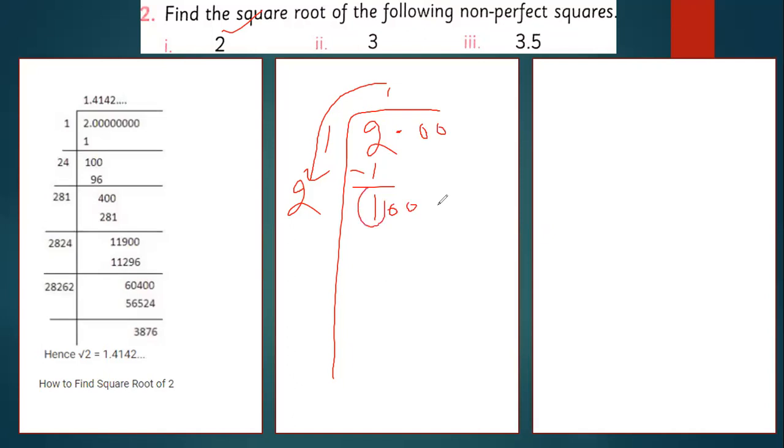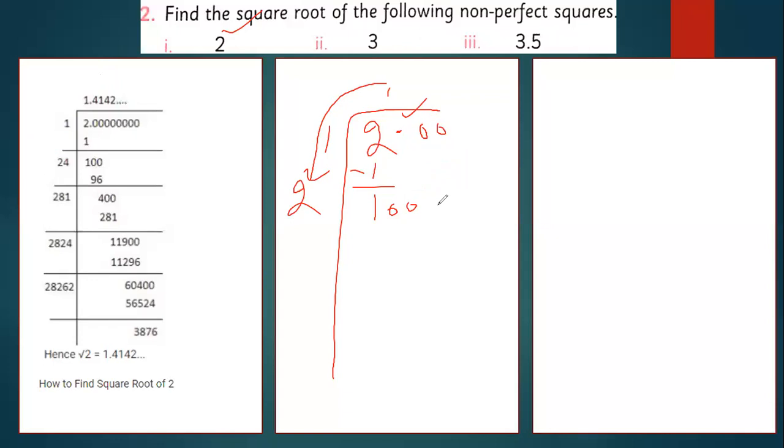Here we have the number 1. This 1 is not divisible by 2. So to make it divisible by 2, just put a point and 2 zeros. Bring down. Sir, we have to take a screenshot of this. No, it is solved there. Okay, but let me explain how that is done.